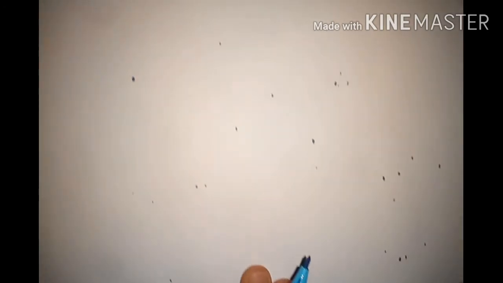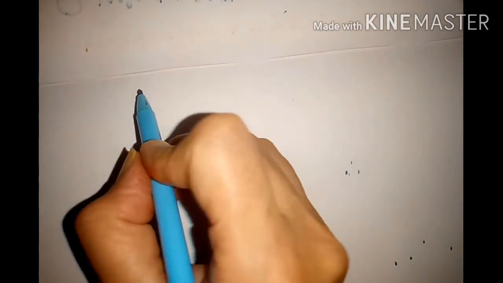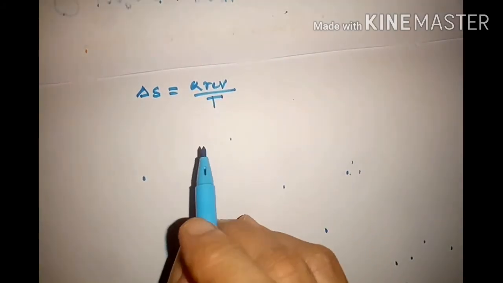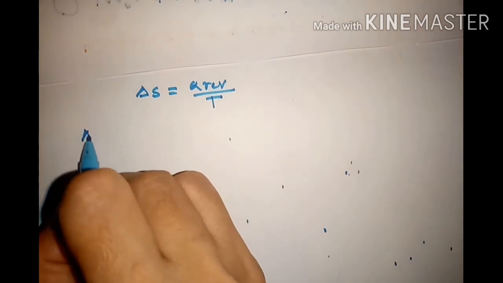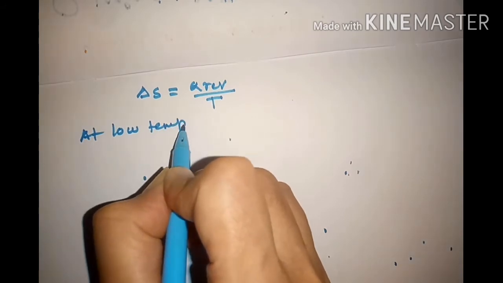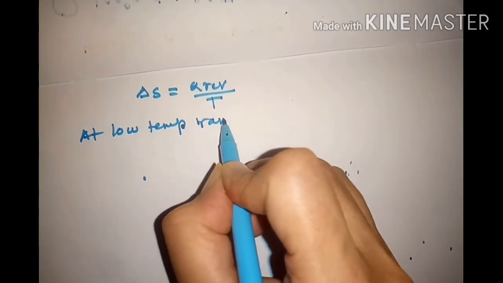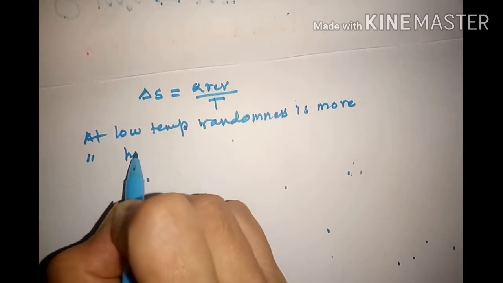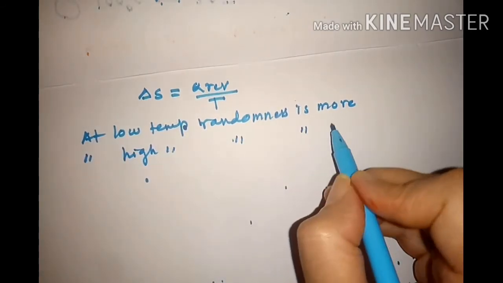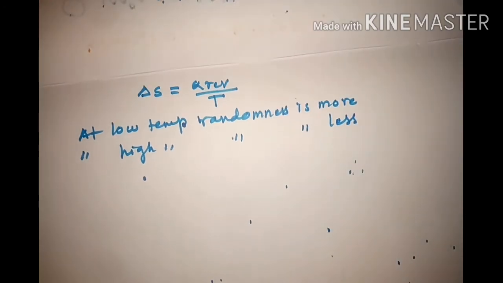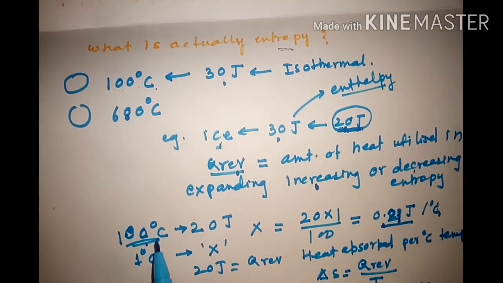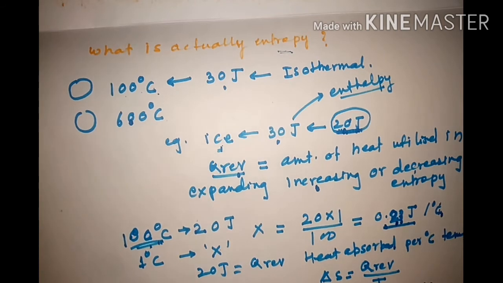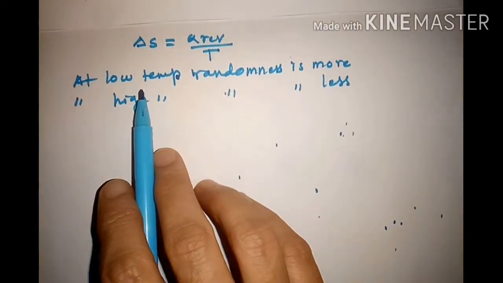Remember, we can conclude this when we talk in terms of entropy. What is entropy? Delta S is equal to Q reversible upon T, isn't it? So here at low temperature, randomness is more, and at high temperature, randomness is less. You can see that at low temperature, more heat is absorbed, and at high temperature, less heat is absorbed. So accordingly, we can conclude that at low temperature, randomness is more.